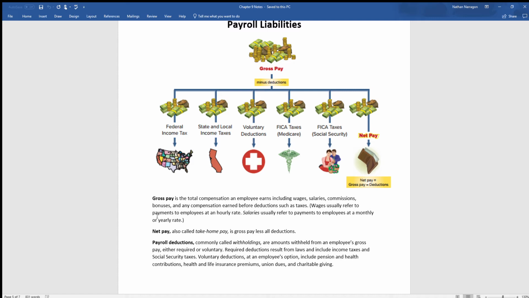Okay, so we have, of course, federal and state. Those both get withdrawn from us. Here in the state of Texas, we don't have to worry about state income tax, which is awesome. Believe me, having sales tax and state tax will drain us.